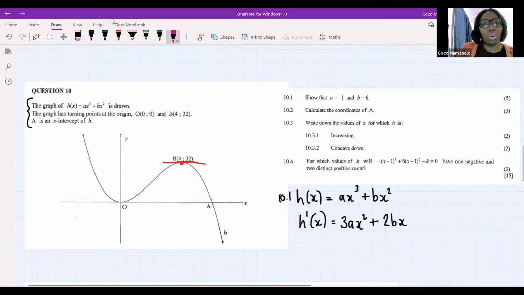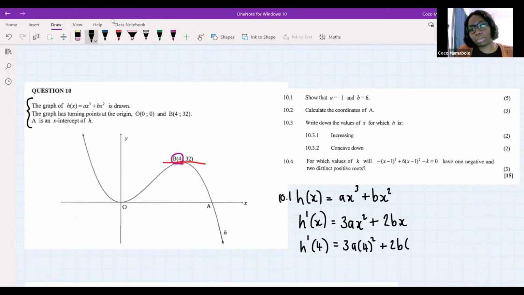I also know what my x value at that point is. My x value is 4. So I'm going to look for the gradient at the point 4, right? And that's going to equal 3a multiplied by 4 squared plus 2b multiplied by 4. And all of this needs to be equal to 0. Okay, because my gradient at that point is 0 at the point of 4.